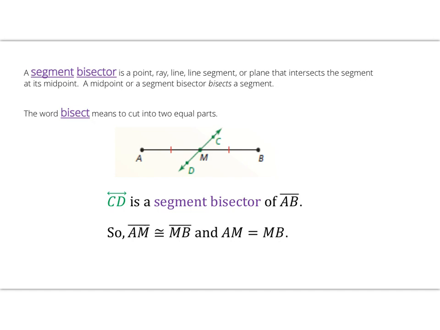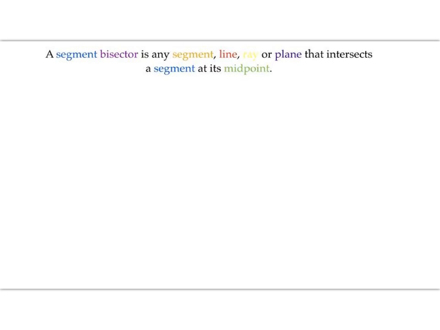All right, so let's take a look at examples of all these different figures that can bisect any segment. So here we have segment YZ bisecting segment AC, and we have matching tick marks. The point of intersection is B. So YZ is a segment bisector of AC.